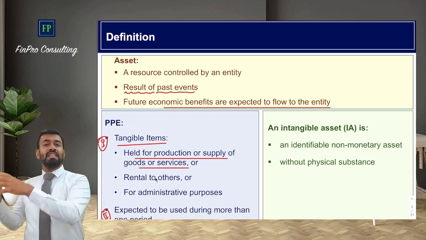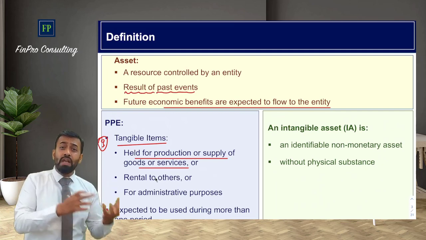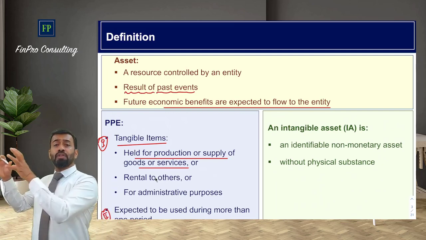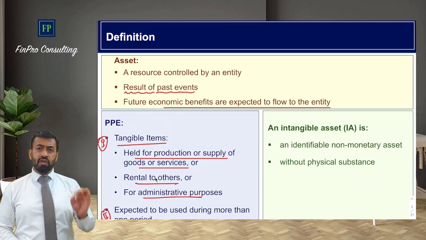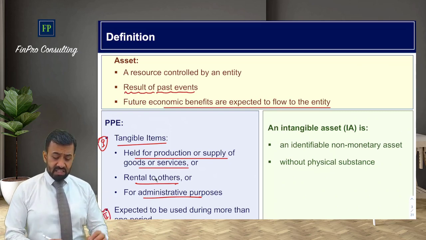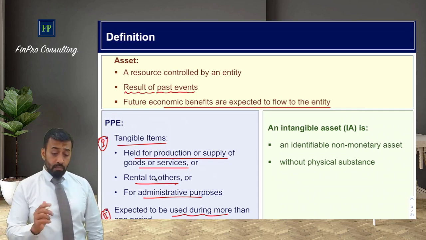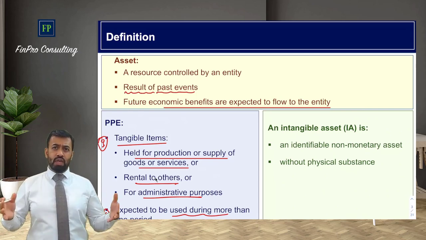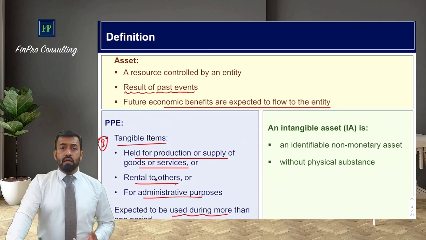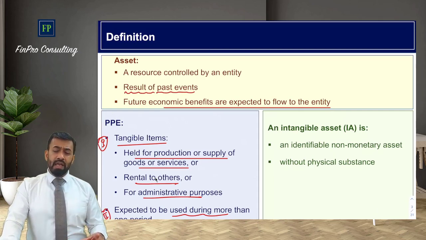That itself is not for sale. This is important. If that itself is for sale, that becomes inventory. So it will help us in manufacturing something or supplying something, or for rental to others, or for administrative purposes. If any of these reasons or objectives suffice and it is expected to be used for more than one period, then it becomes your property, plant and equipment. If it is less than one period, then there is no point in capitalizing that. In 1 year itself, it is going to get used completely. That's why it has to be for more than one period. It is explained in the standard that one period is generally 1 year.